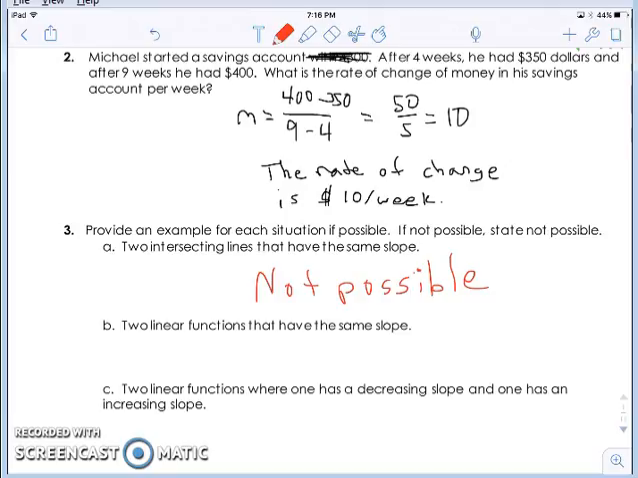2 linear functions that have the same slope. So functions kind of implies function notation, but y equals is still a function, so you could use f of x. We've got y equals, let's just say, 3x plus 5, and y equals 3x minus 2. If you wanted to use function notation, it's not so bad. It might even be more clear to say f of x.